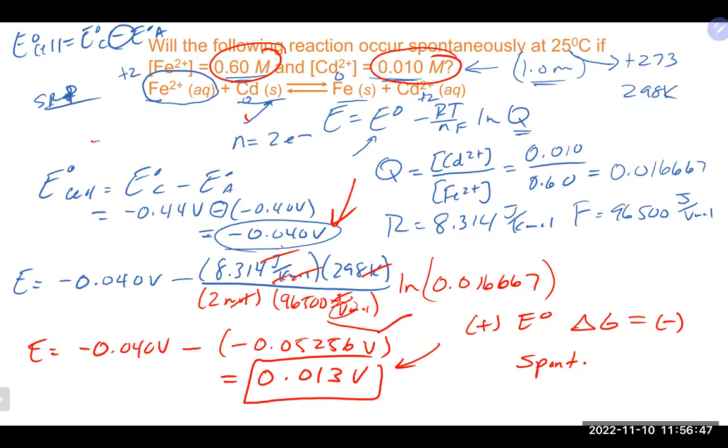Yeah, in terms of E, is that what we're talking about? There's delta G equals minus nFE, then the Nernst equation that has it in there, and then there's also the one that has the equilibrium constant.